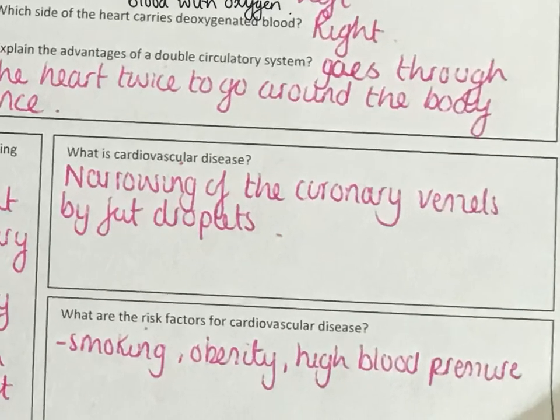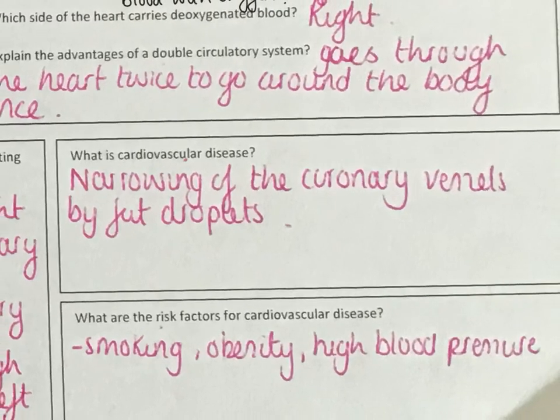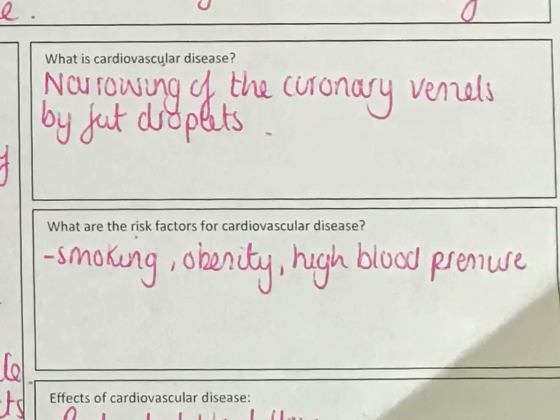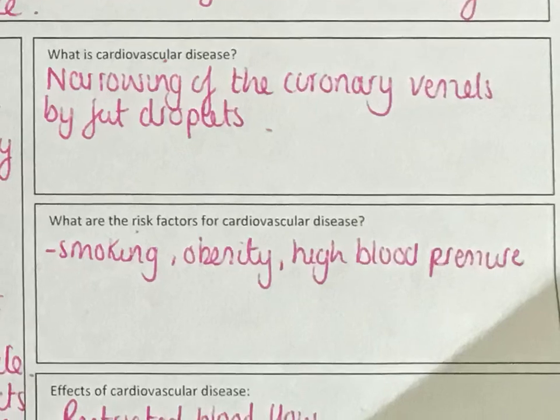And we've got what is cardiovascular disease. It's a disease that affects our heart and the vessels surrounding the heart. Essentially it's narrowing of the coronary vessels by the buildup of fat droplets in those coronary vessels that carry blood to or from the heart. What are the risk factors for cardiovascular disease? Smoking, obesity and high blood pressure are risk factors.